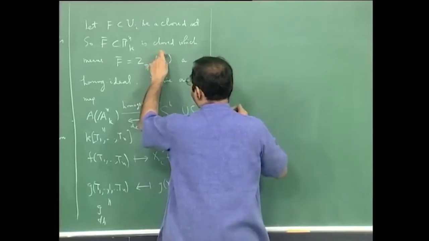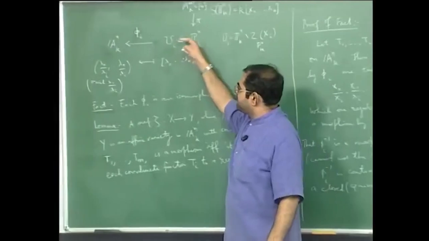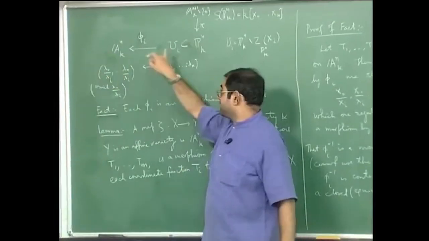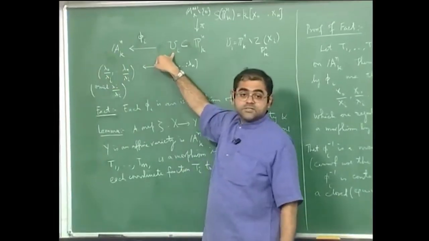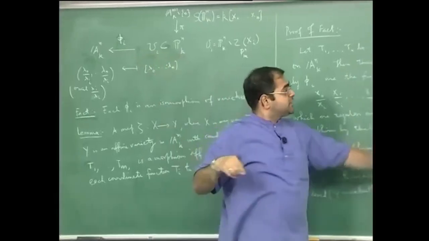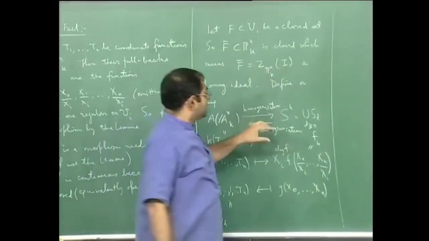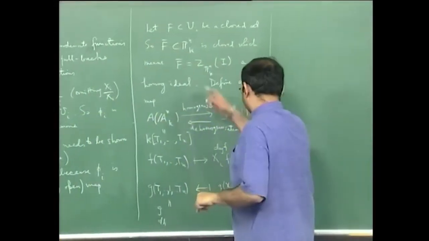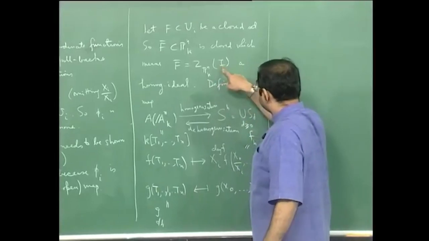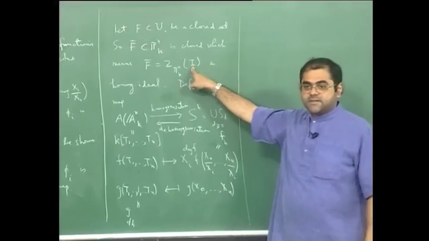I'm trying to check that this map phi_i is closed, okay. So I started with an F which is closed here, and I took its closure in the full space, and this F closure is the zero set of an ideal, a homogeneous ideal. So now what I'm going to do is, since it's a homogeneous ideal, it is generated by homogeneous elements, all right.